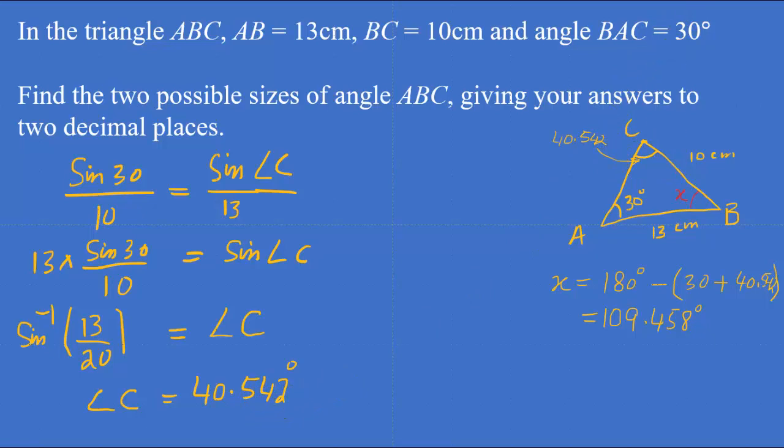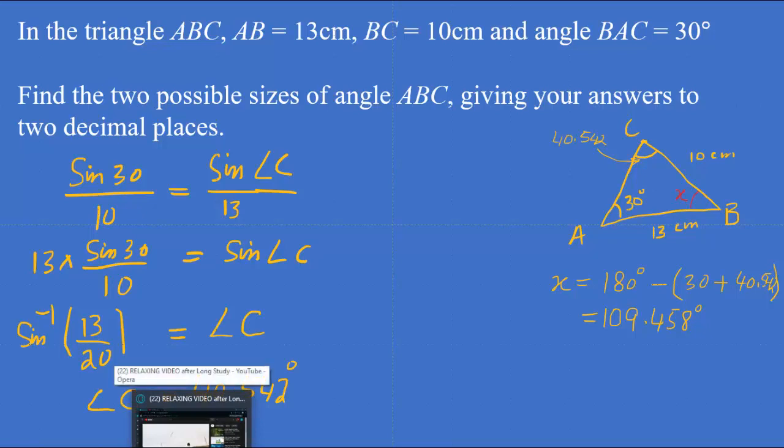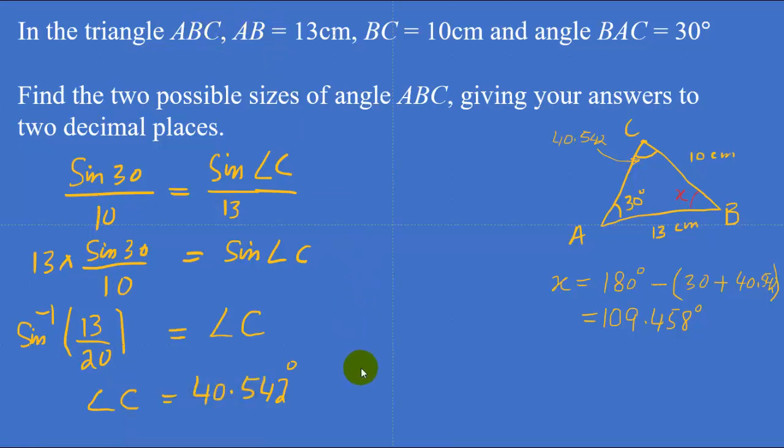You should remember, whenever you take sine inverse, there are two possible angles. This is only the case in sine inverse, not with cos inverse. So what would be the second possible angle? The second possible angle can be found just by subtracting this angle from 180.